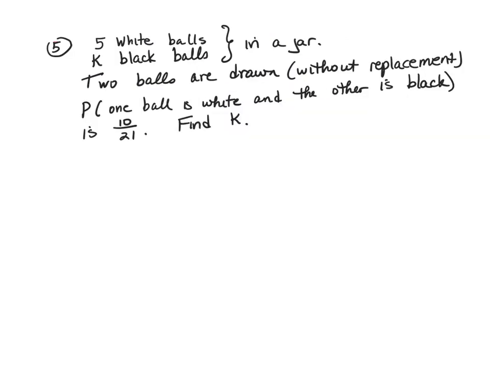And I'd like to end the lesson today with a little algebra problem. Suppose we have 5 white balls and K black balls in a jar. We don't know what K is. 2 balls are drawn without replacement, and the probability that one ball is white and the other is black is 10 out of 21. Find K. Pause the video and try it by yourself. Let's see if we come up with the same equation.